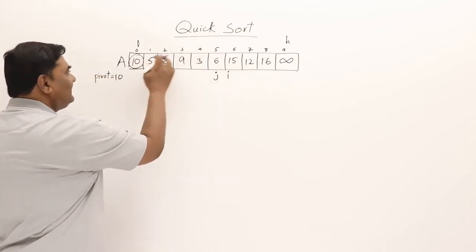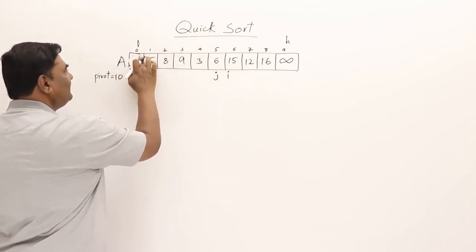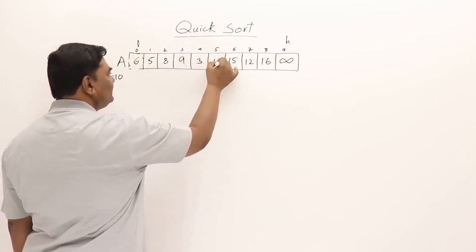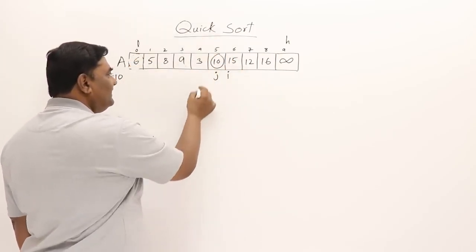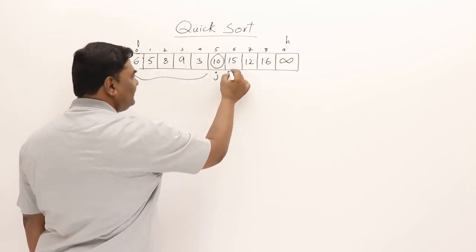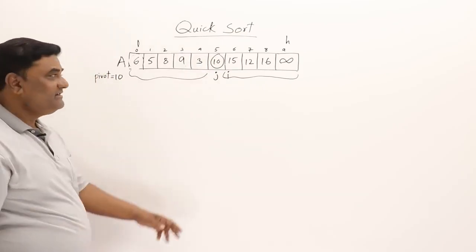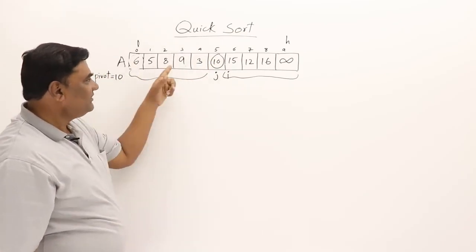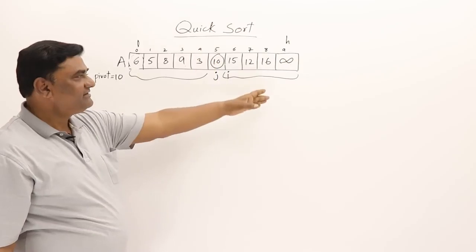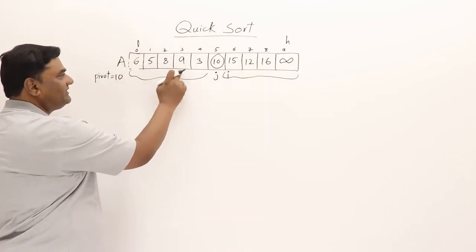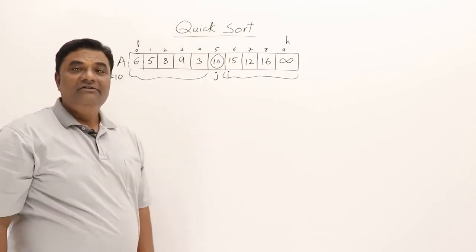Wherever j is pointing, that is the position of the pivot. So send that element here and take 10 to this position. Now this is sorted. This list is not yet sorted and this list is not yet sorted. You can see that all the elements on this side are smaller than 10 and all the elements on that side are greater than 10, and these are not sorted. We have to sort them.